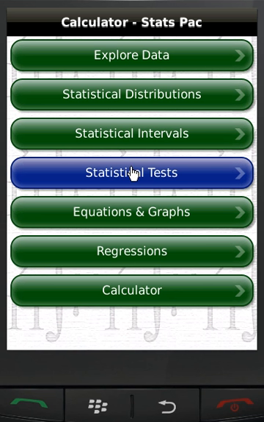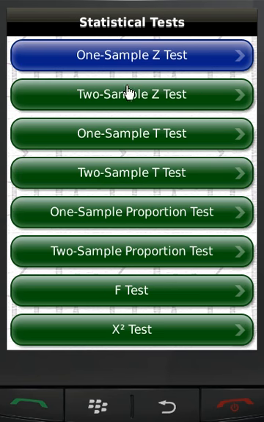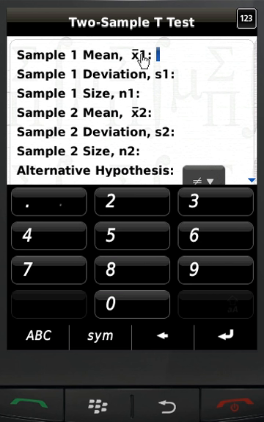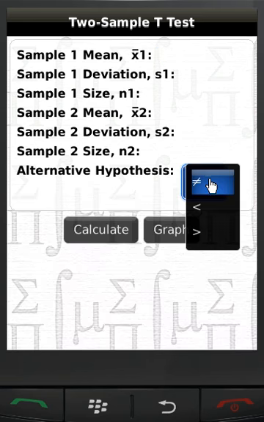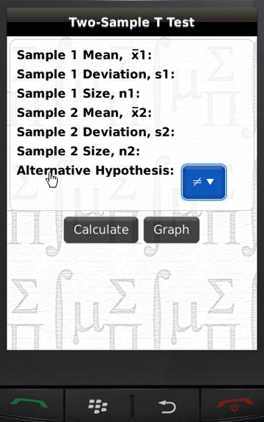We begin by clicking on Statistical Test from the main menu. That brings me to the Test menu, and I would like to start with a two-sample t-test. So I click on that, and you'll notice that I must enter some values. Again, I must select the appropriate sign for my alternative hypothesis. This sign must always match the sign from your problem that you've set up with the alternative hypothesis.